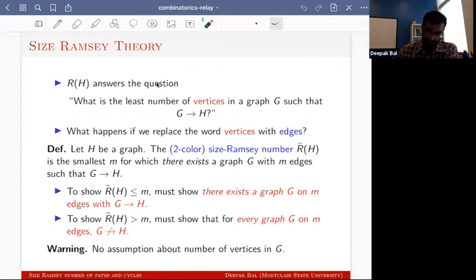And to show a lower bound of m, you have to show that every graph with m edges does not arrow H. So in other words, for any graph on m edges, you have to find a two coloring which does not contain a monochromatic H. And I'll just give a little warning here, which is, I think, something which confuses people, and which is that there's no assumption on the number of vertices in G here. So when you're searching for these graphs on m edges, you're not saying anything about how many vertices they might have. Okay.